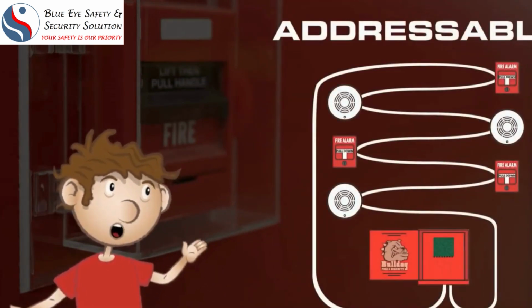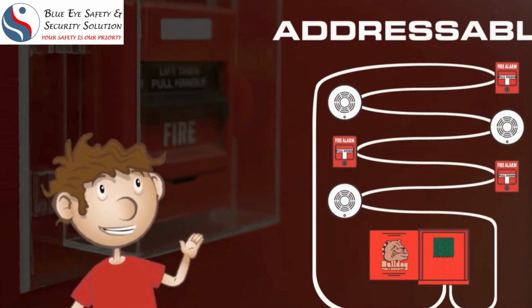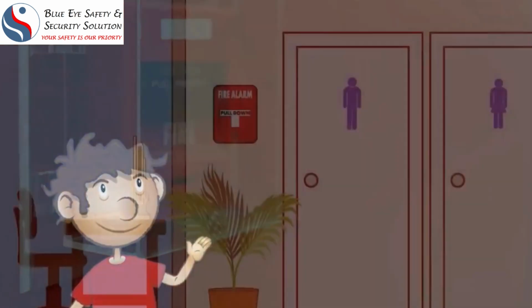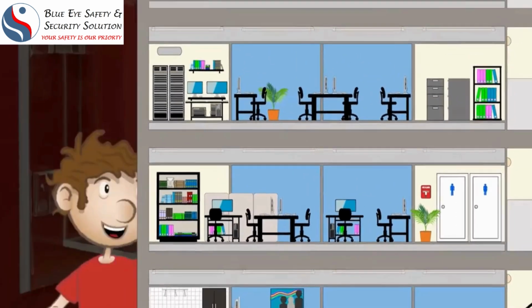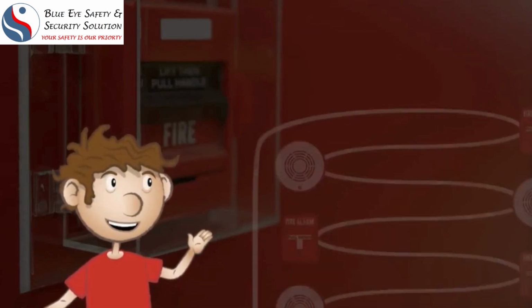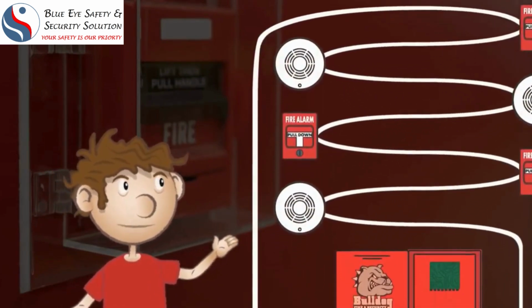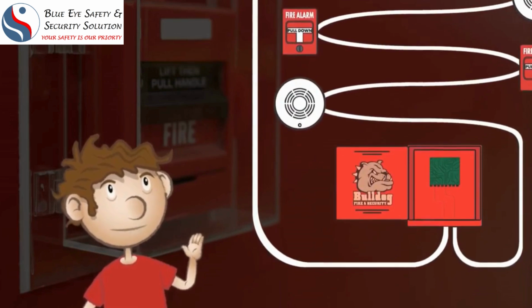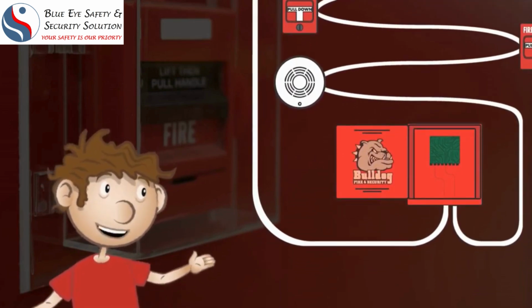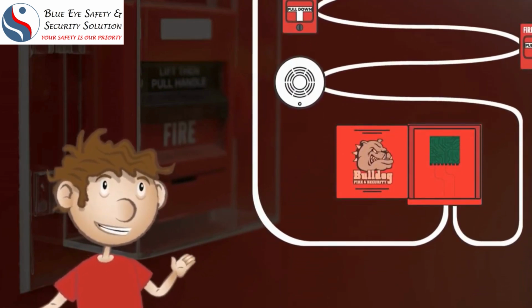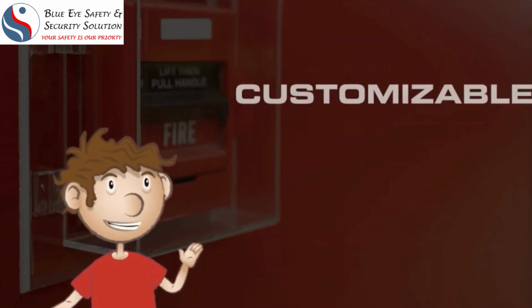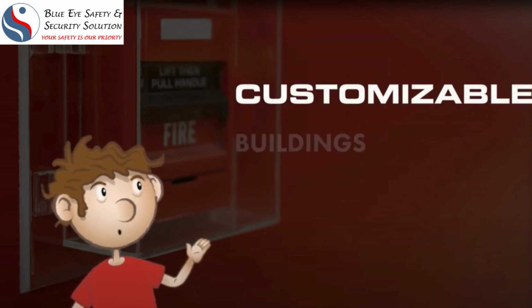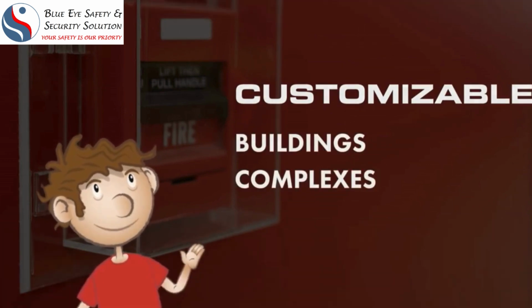An addressable fire alarm system assigns a unique address to each device on the system. This means that you can identify the exact location of an activated device and advise fire personnel. All of the devices within a building are connected on one wire that is looped to the control panel. Because of this, if one end is damaged, the system can still send communication to the control panel through the other end of the loop. These systems are very customizable and are generally used in large buildings or complexes.